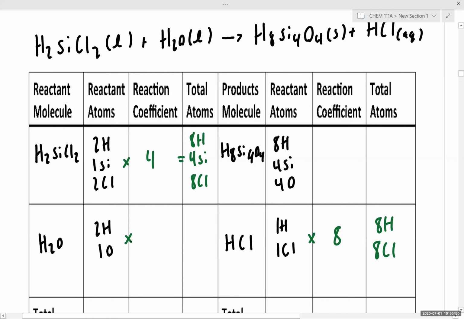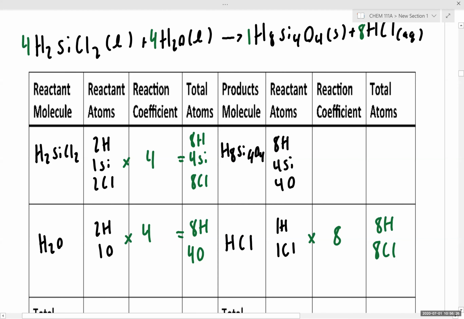Oxygen, sure. We have 4 oxygens on the right. We want 4 oxygens on the left. So 1 times what would give us 4? 4, yep. So that in turn gives us 8 hydrogens and 4 oxygens. Okay, so we're going to put in our makeshift coefficients. We're not 100% sure about them just yet.